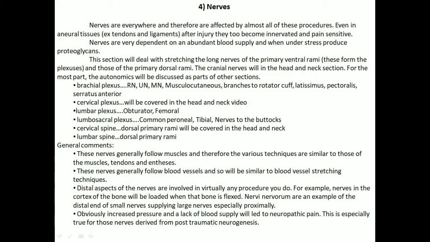Nervi nervorum are an example of the distal end of small nerves supplying larger nerves, especially proximally. What I mean by this is, suppose you have neuropathic pain from a sciatica. This sciatica is involved in the nerve root, while really the pain might be coming from these new nerves. After the injury you get the neurogenesis, and these new nerves are around the larger nerves, and it might be these are causing the pain. We can deal with those nerves, we can test those nerves during these procedures.